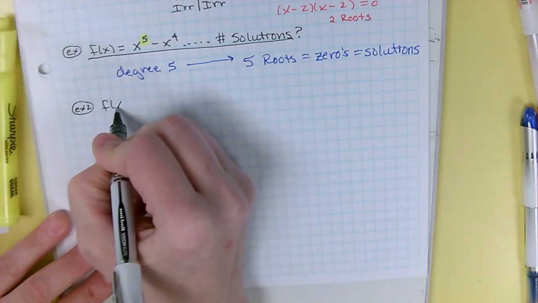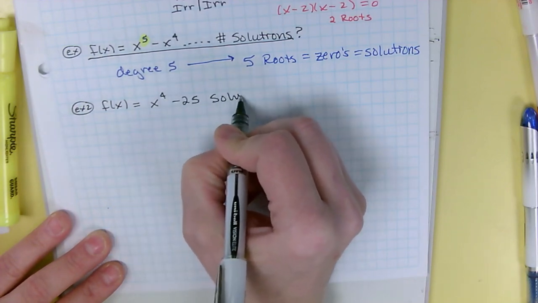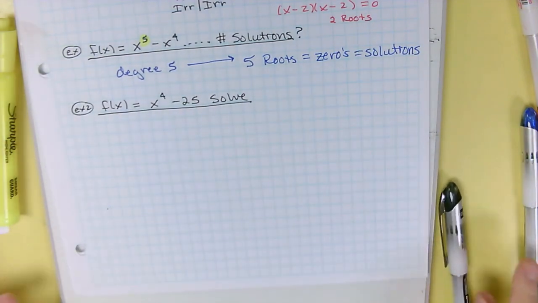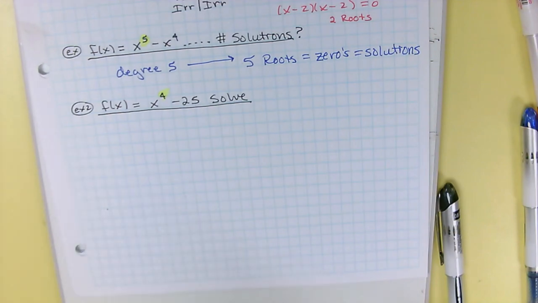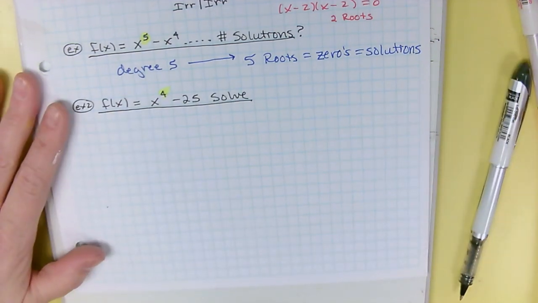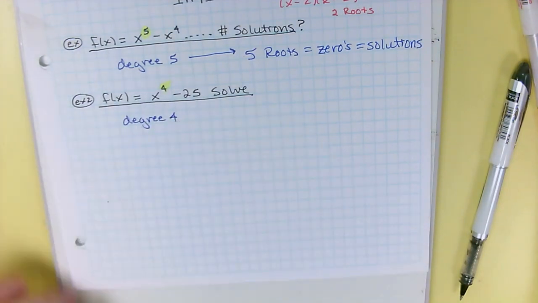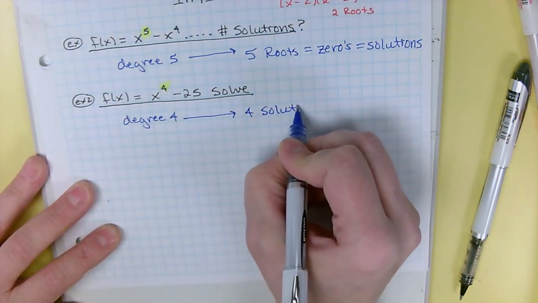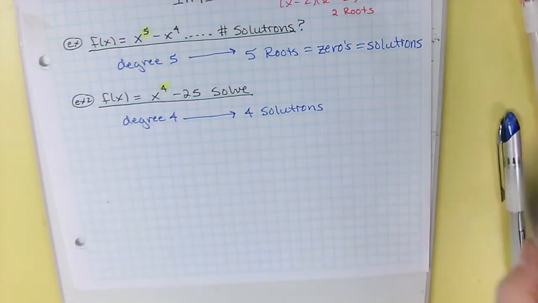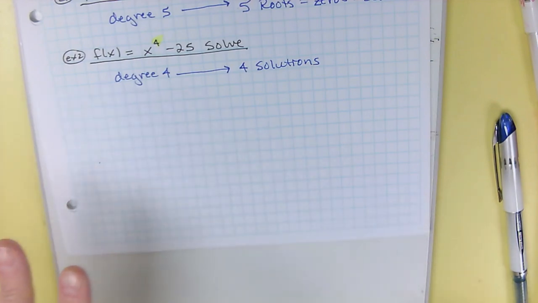Okay, let's do another one. f of x equals x to the 4th minus 25, and we're going to solve this. The highest power on x is a 4, so this is a degree 4 polynomial, which means we're looking for 4 solutions. Now we're going to actually solve this one because this is one that gave us a hard time on the test. There was one of the examples that had a factor like this one, and we did all kinds of really, really odd stuff.